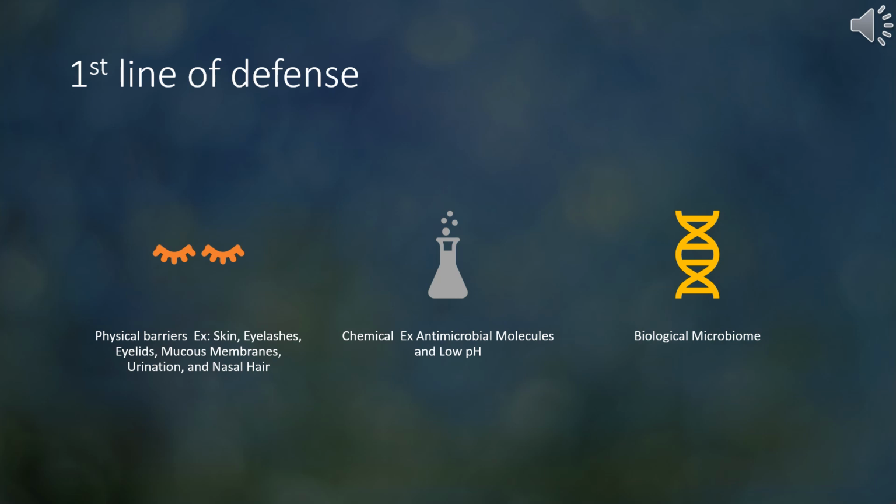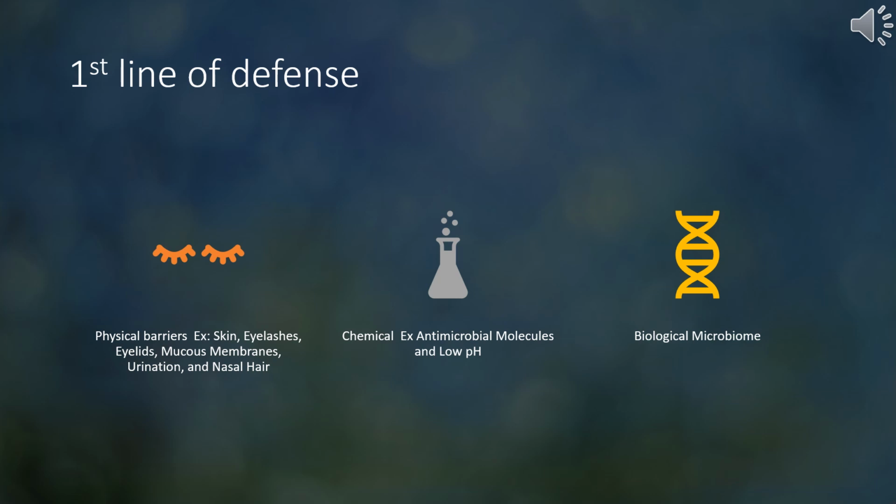So there's going to be three natural defenses that your body has. I'm going to briefly discuss all three of them. The first line of defense is going to be physical barriers. Examples of this would be skin, eyelashes, mucous membranes, nasal hair, eyelids, urination, stuff like that. The second one's going to be a chemical barrier, which is antimicrobial molecules and a low pH level. And then finally is a biological microbiome.